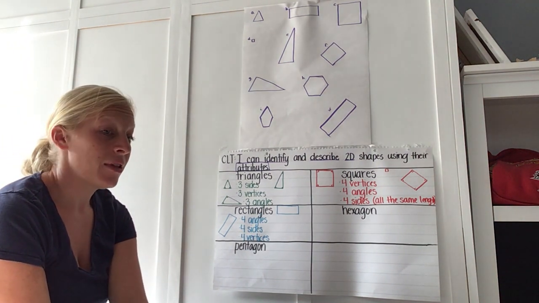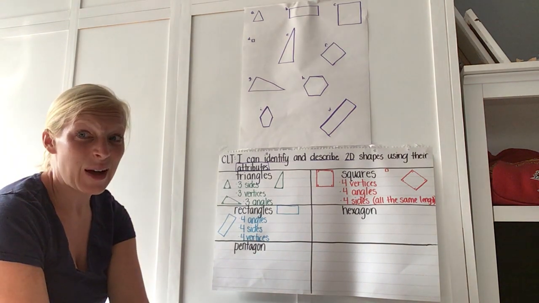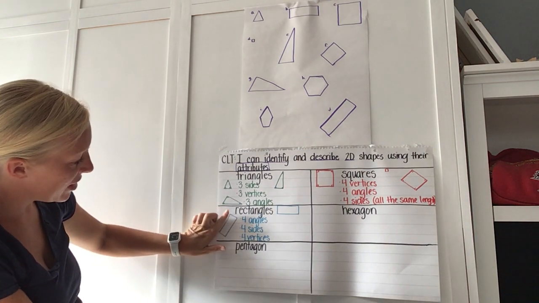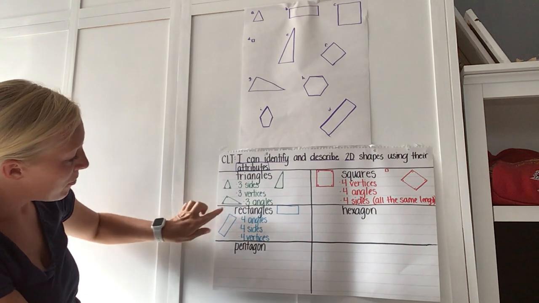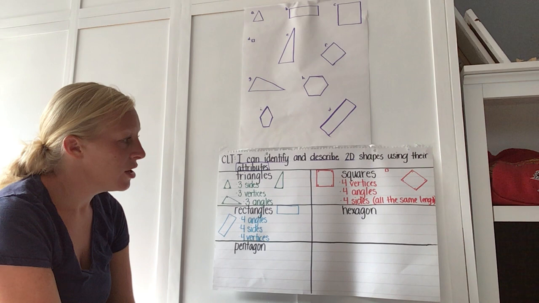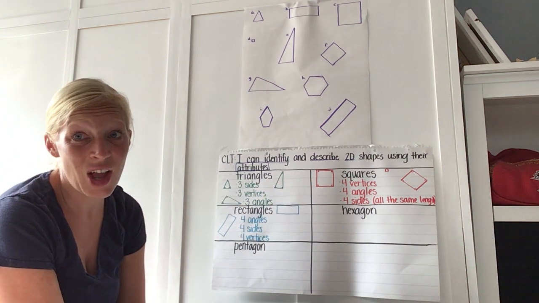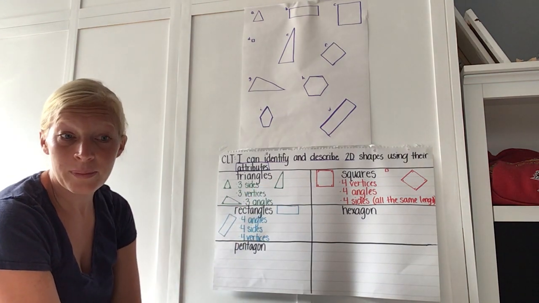Are the sides the same length? No, not necessarily. Not with a rectangle, right? So these opposite sides are the same length and these opposite sides are the same length. But this one and this one are not. So this rectangle could not be a square. No. Could this square be a rectangle?